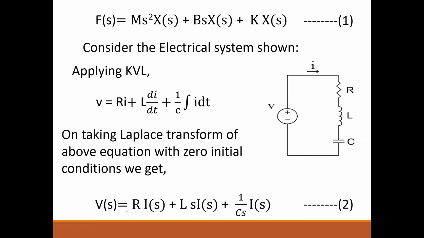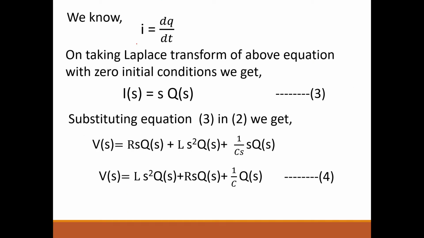Now, we already know what current is. You can write current in terms of charge. The relation between current and charge is i is equal to dq by dt. You just take the Laplace transform of this. Laplace of i is I of s, and Laplace of dq by dt is s into Q of s.